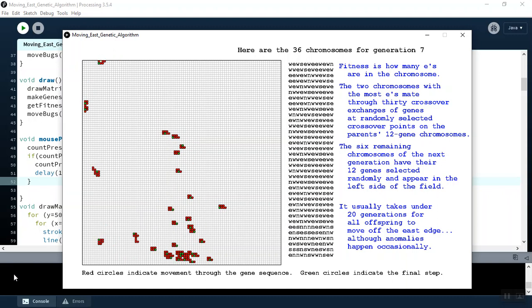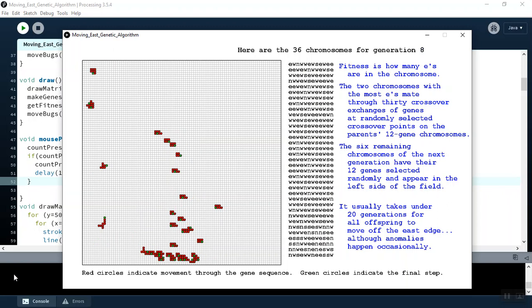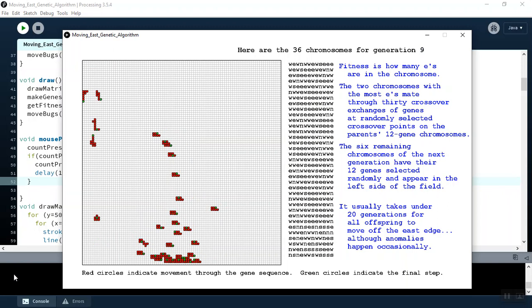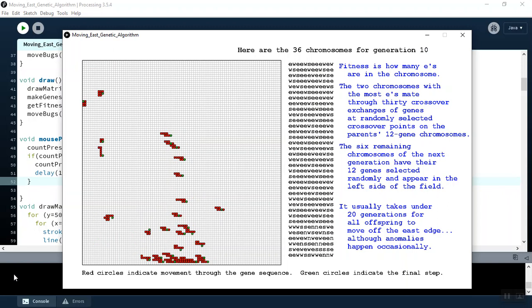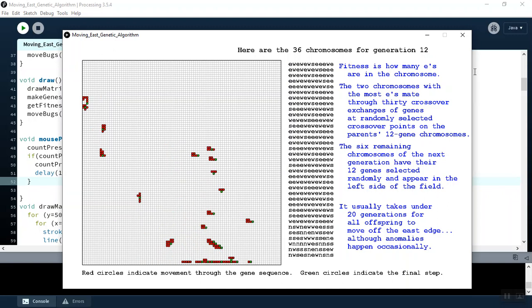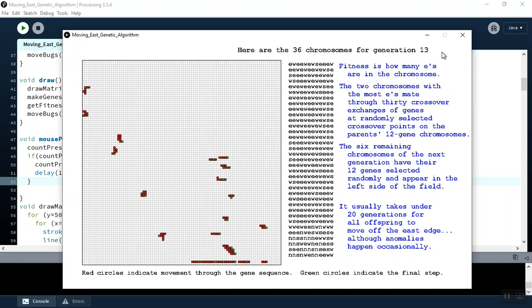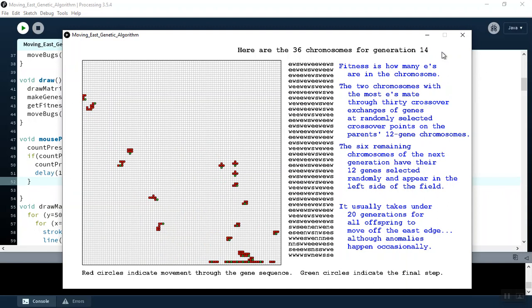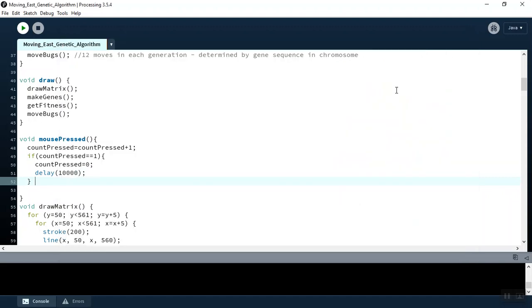It doesn't always work. Sometimes there are anomalies. Sometimes it goes backwards. And this time it's struggling. We've had 11 generations already. Sometimes it gets across in like 6 or 7 generations. Here we are with 14 or 15, and it's just dithering out. So let's get it started again so we can do better.